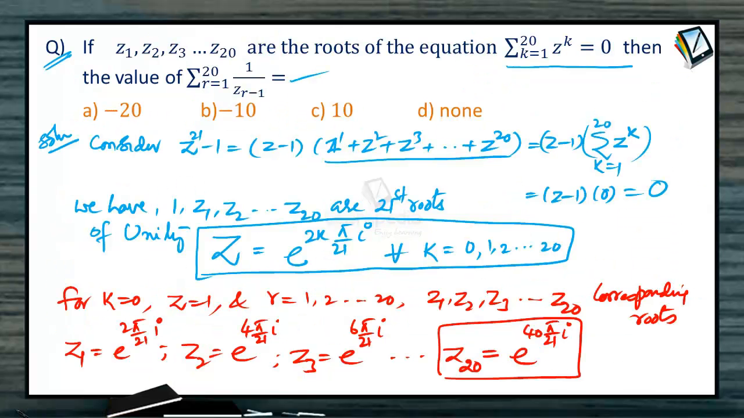Hence, which option is going to be the correct option? Option B is going to be the correct option for this question.